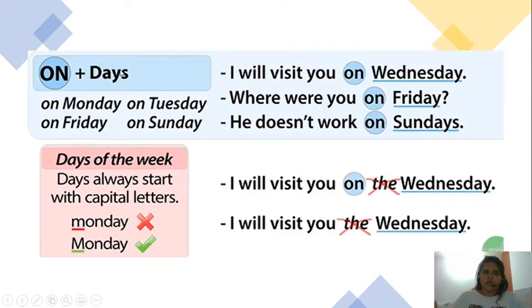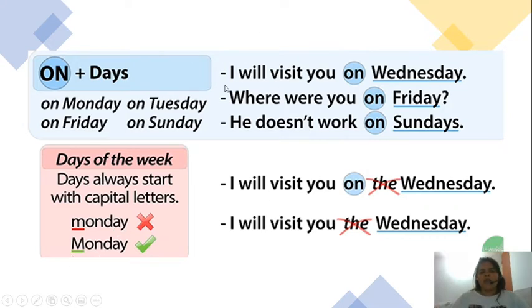When do we use on? So we use on when we are talking about days. For example, Monday, Tuesday, Friday, or Sunday. Okay, so we say, I will visit you on Wednesday. Where were you on Friday? He doesn't work on Sundays. Okay, remember, guys, days of the week, when you're writing, you should always write them with capital letters. You cannot write like this. It is like this with capital letters.